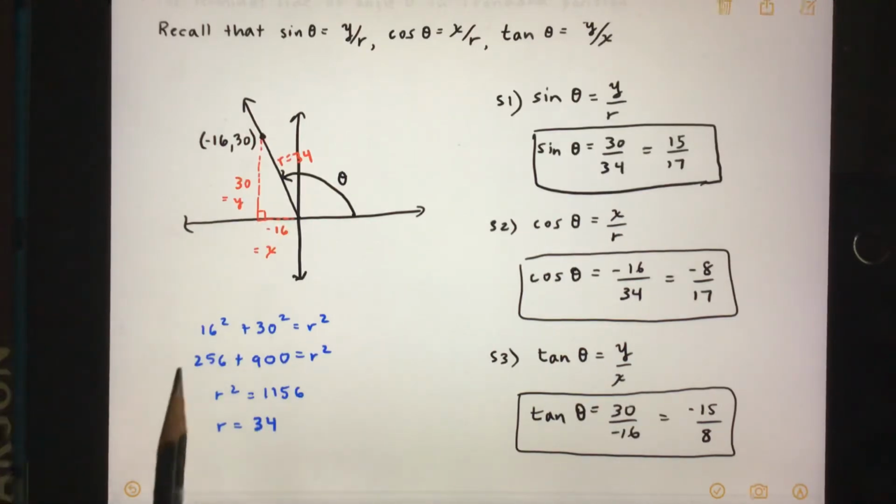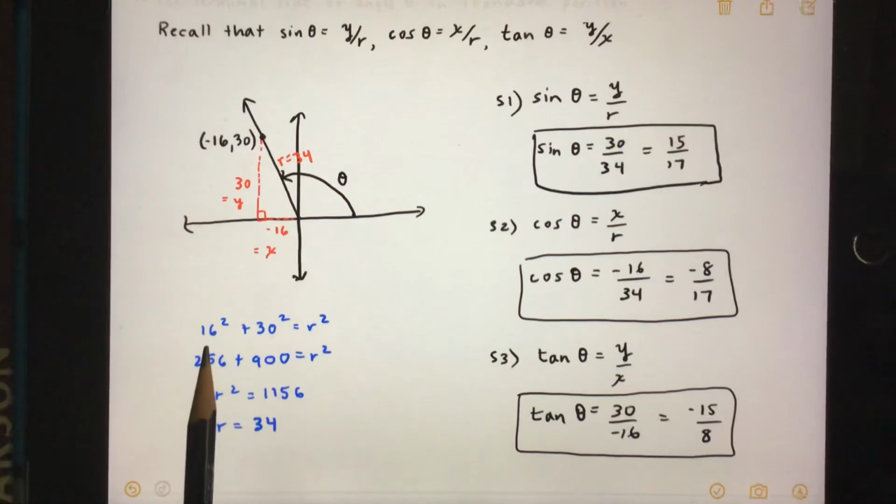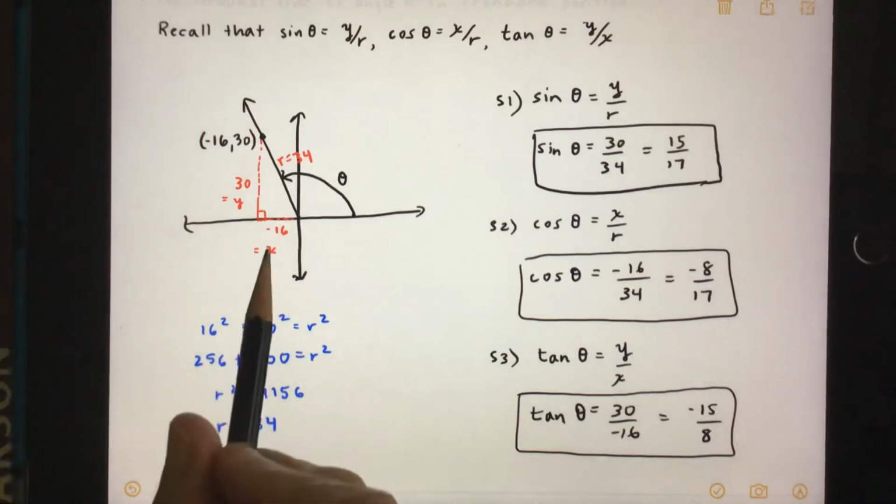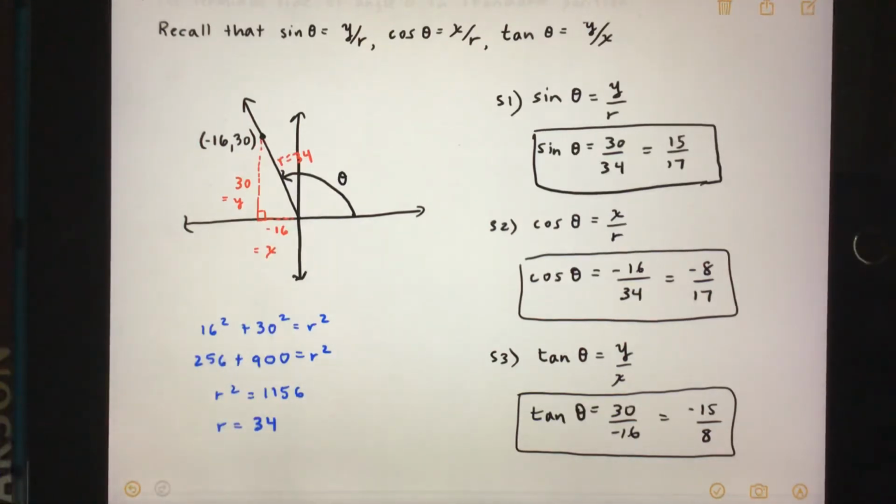You are going to notice that I did not square negative 16, and I didn't because it's going to come out exactly the same if I square negative 16 or positive 16. That's why I left it off, since it will come out a positive 256 no matter if I'm squaring positive or negative 16. All right, so my radius is established as 34.